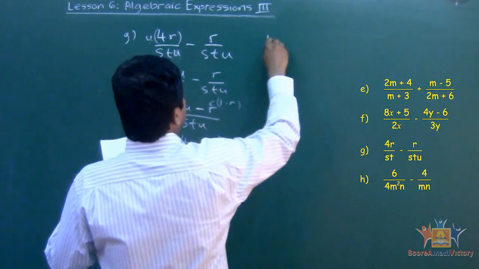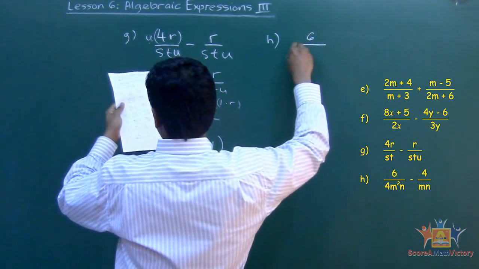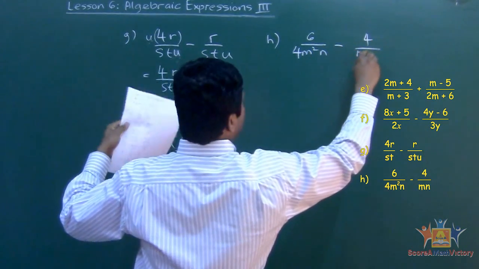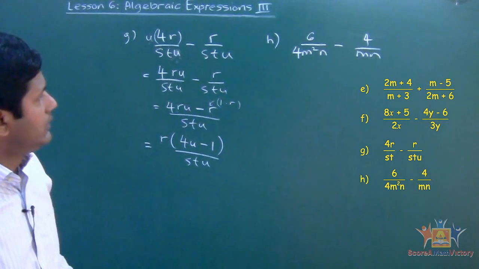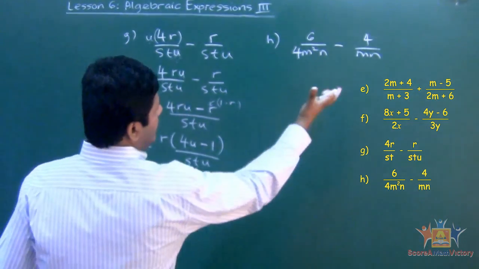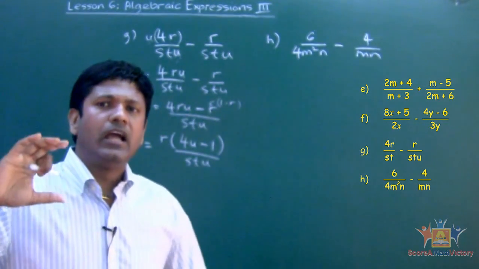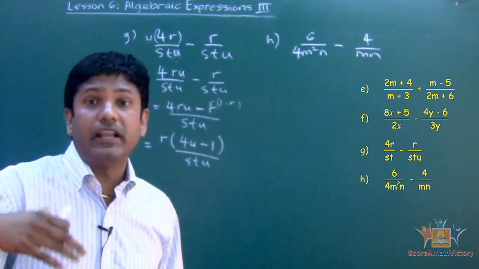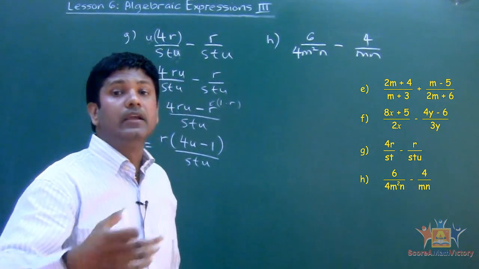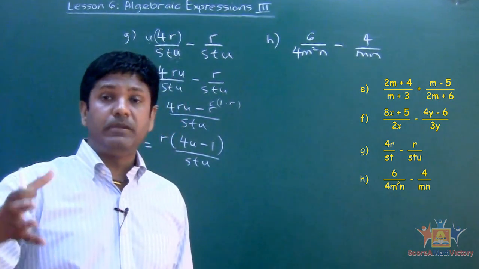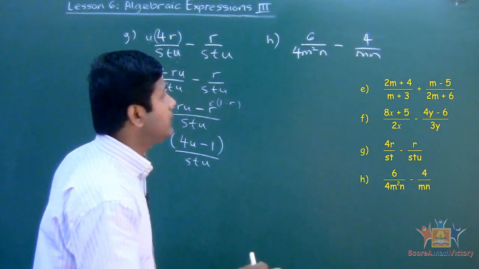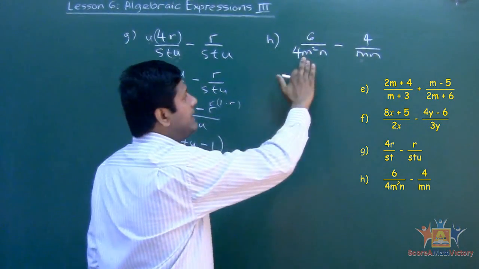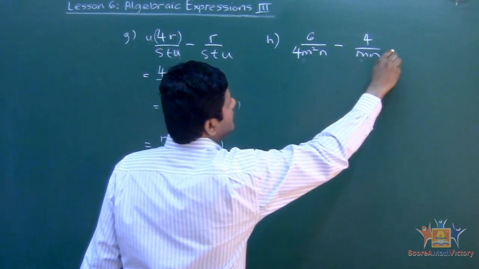Okay, let's do h. Now, h you are given 6 over 4m squared n minus 4 over mn. When you look at a problem, ask yourself first: are the denominators identical? They're not. So you cannot subtract them. Addition and subtraction need a common, identical denominator. So what is missing? This one has m squared, but this one has m. It needs one more m, so I'm going to times m for that.